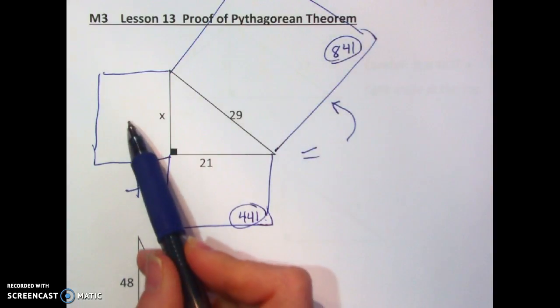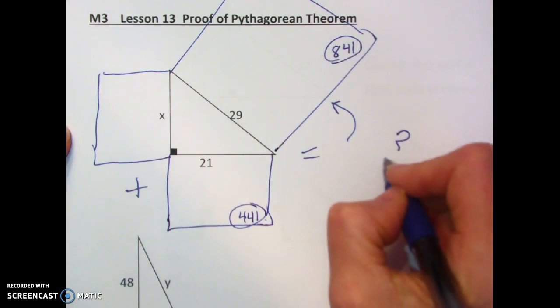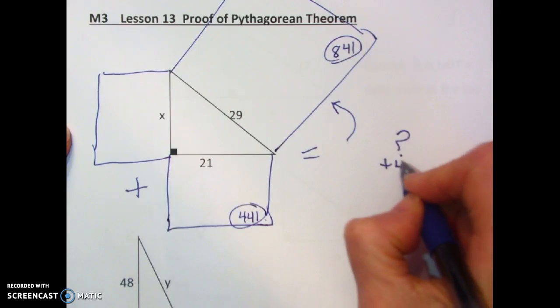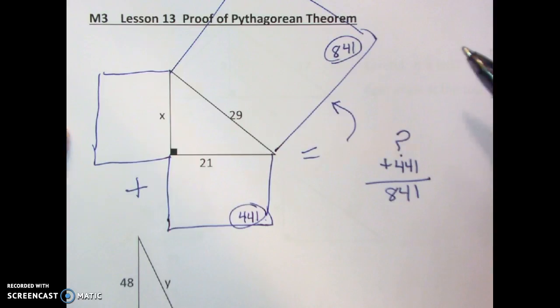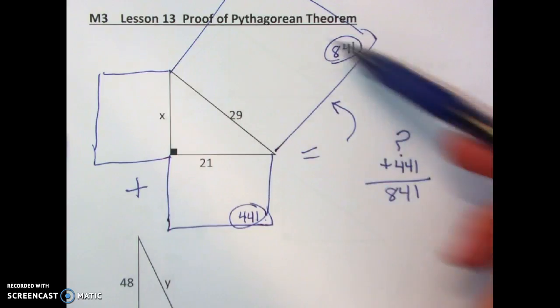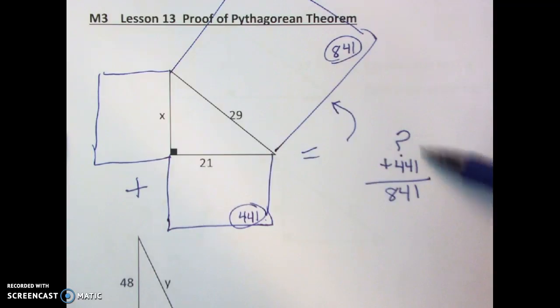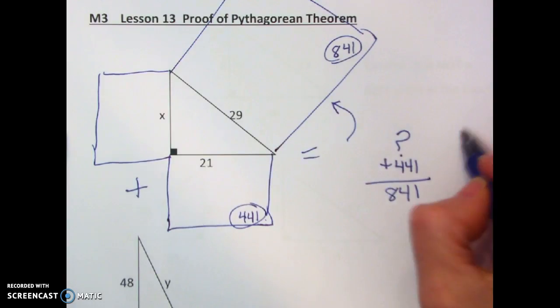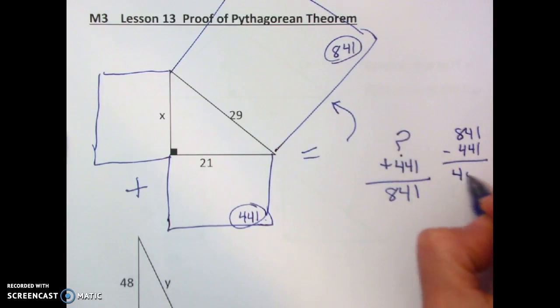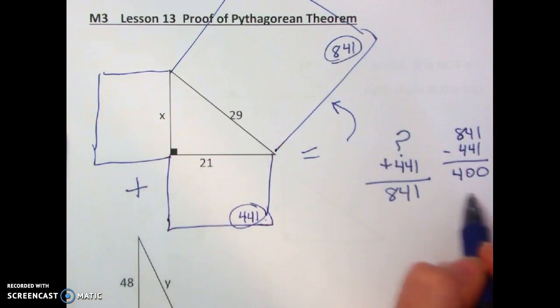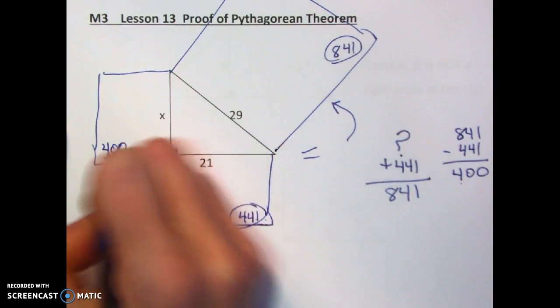So we're asking how much plus 441 equals 841. Well, we have to find this missing piece of the addition, the missing add-in. How will we do that? We're going to have to subtract: 841 take away 441 is 400. So this area over here is 400 that we didn't know.